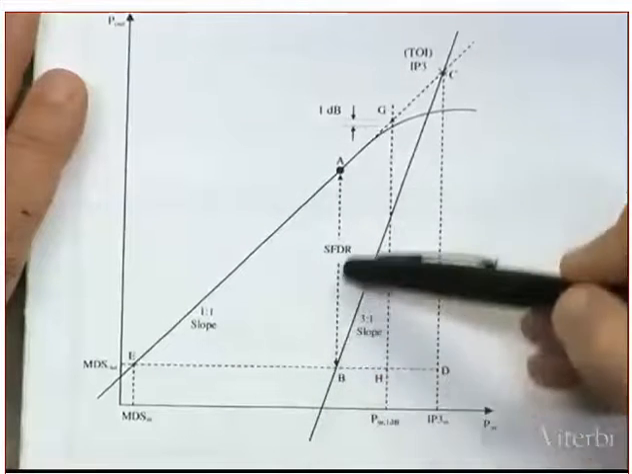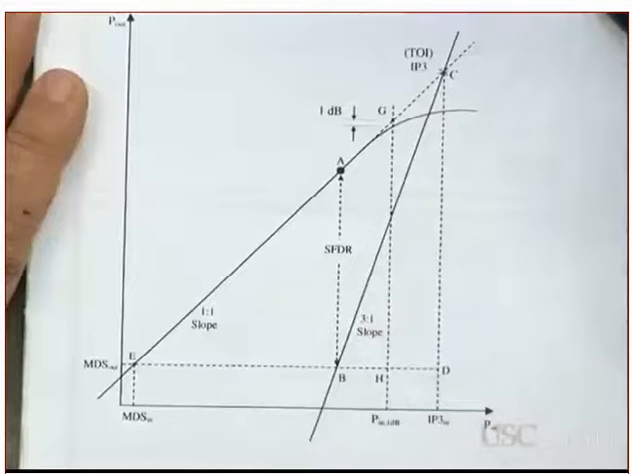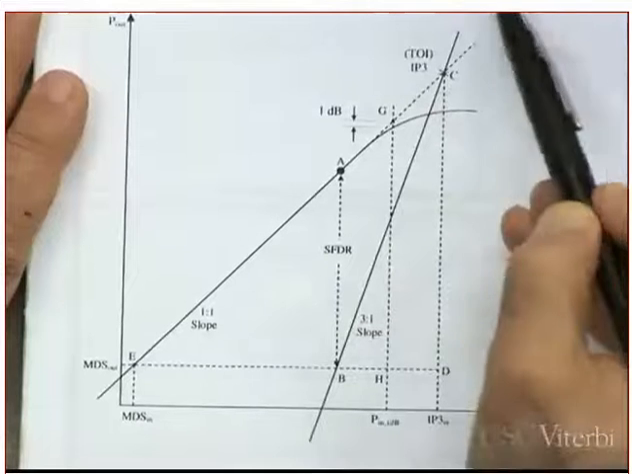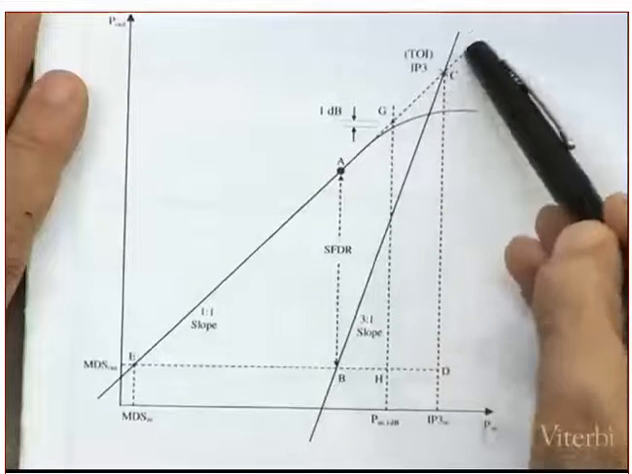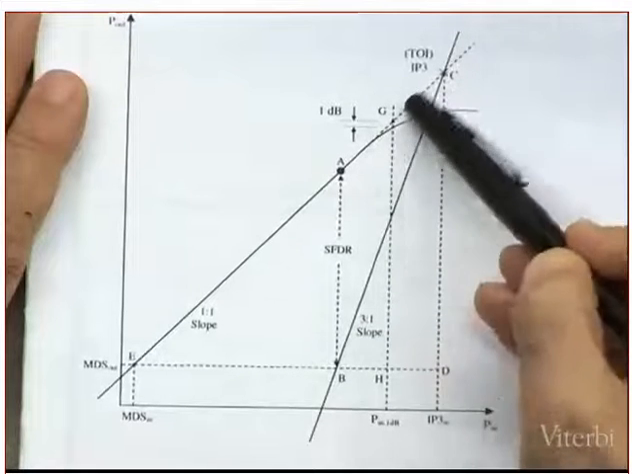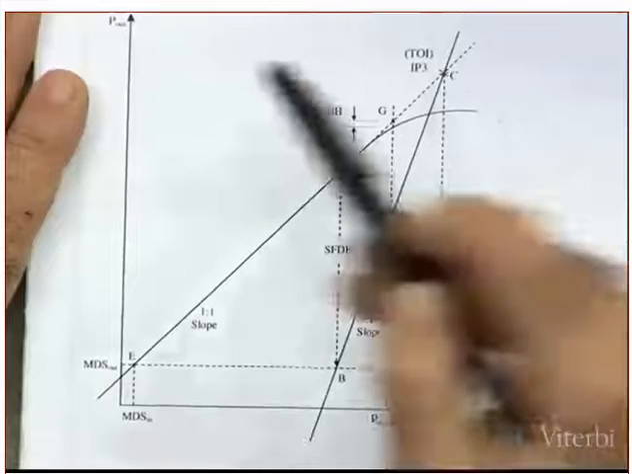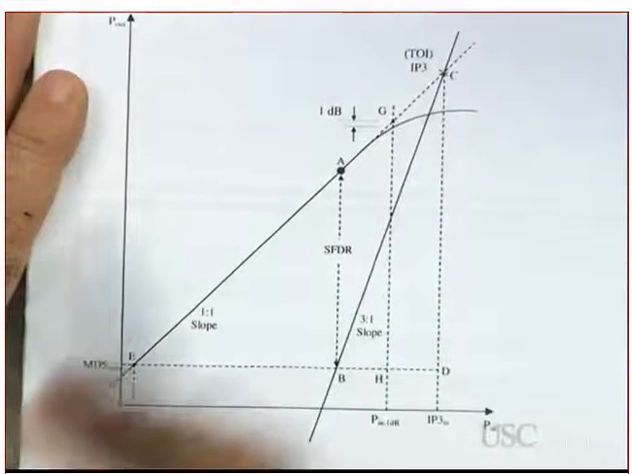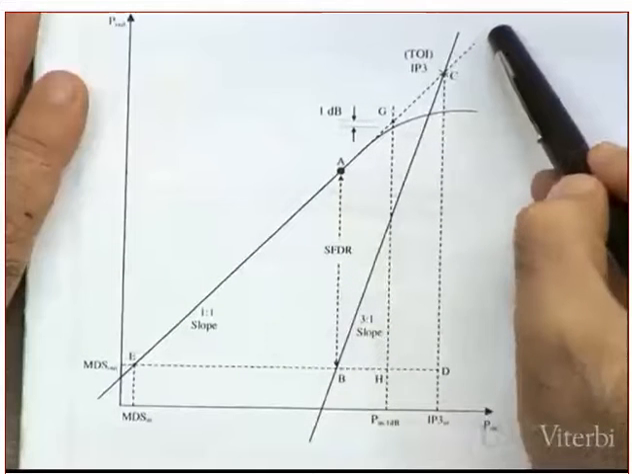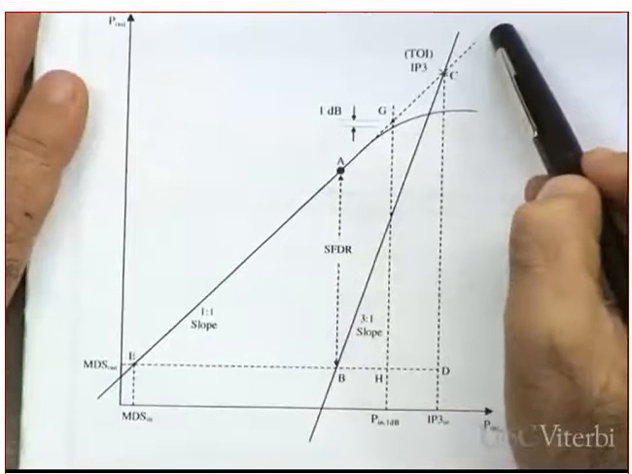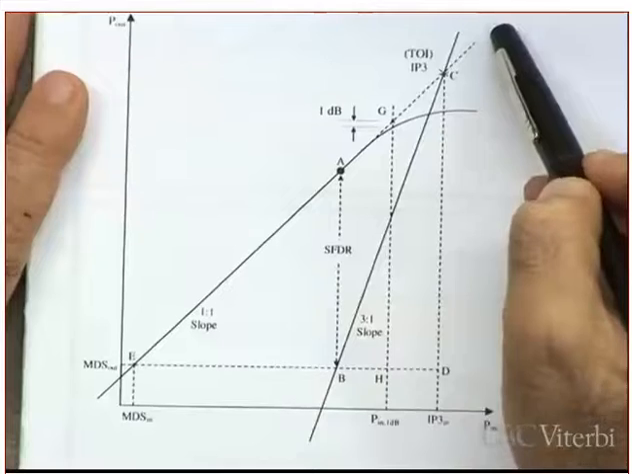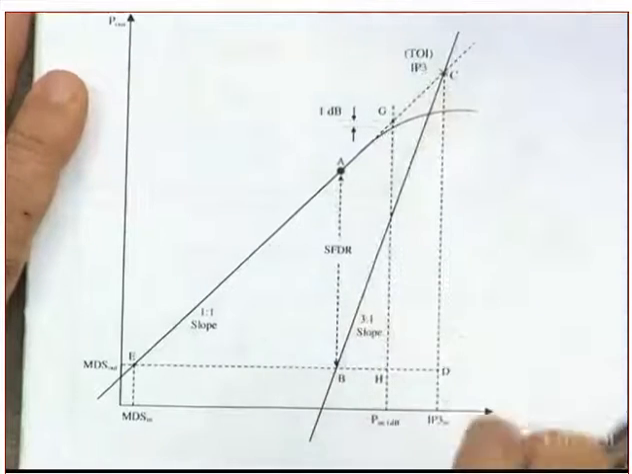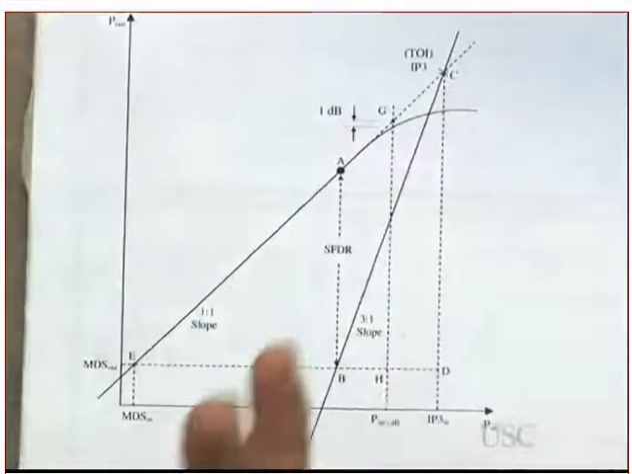Will it be this way or will it be this way? This way, which means what? The intersection with the linear portion, will it be higher than this point or lower? It will be higher. That point where it intersects is called what? IIP2. Clear? As related to the what? To the input. Are you following me so far?